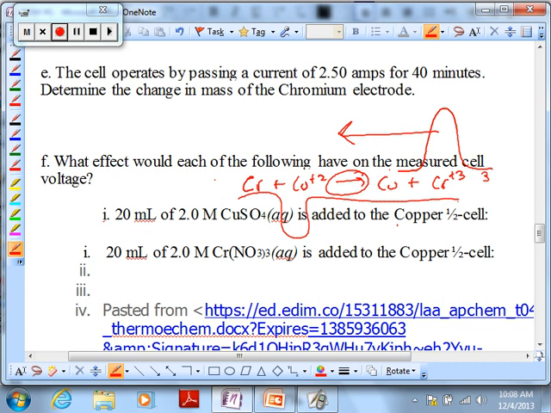Same thing can happen with chromium. You can make a precipitate with some chromium, so we have a valley at the chromium. That would make us shift right into that valley, and then our voltage would increase. So if you're going right, voltage goes up. Going left, voltage goes down. You can say that on the test: the voltage will increase or decrease because the reaction shifts right or shifts left. If it's going up, it's shifting right, and if it's going down, it's shifting left.